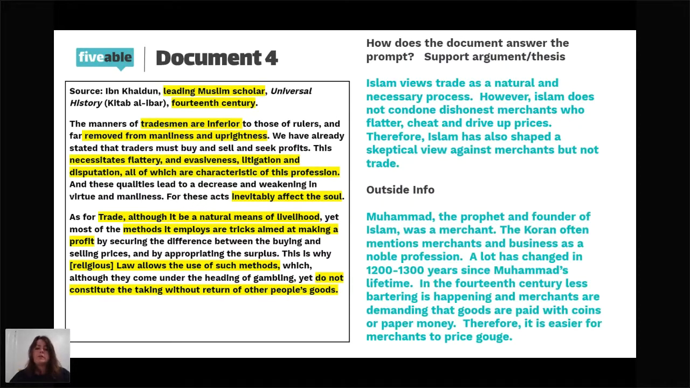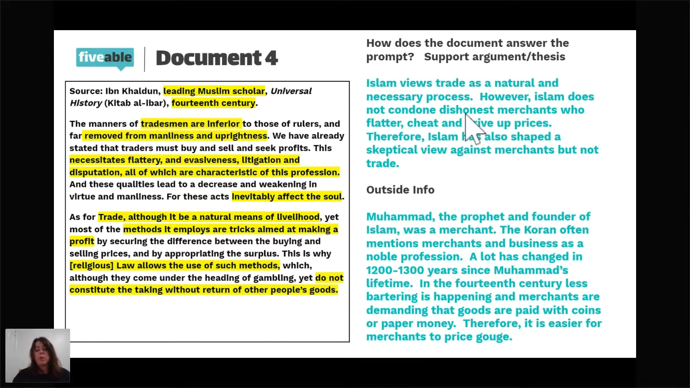Okay, so big thing on this one. I like my description. I think my description may have had some inferences in it, but how does this document answer the prompt? Okay, so Islam views trade as a natural and necessary process. However, Islam does not condone dishonest merchants who flatter, cheat, and drive up prices. Therefore, Islam has also shaped a skeptical view against merchants, but not trade. All right, so would you say that's fair, right? They're skeptical of dishonest merchants, but not so much trade.